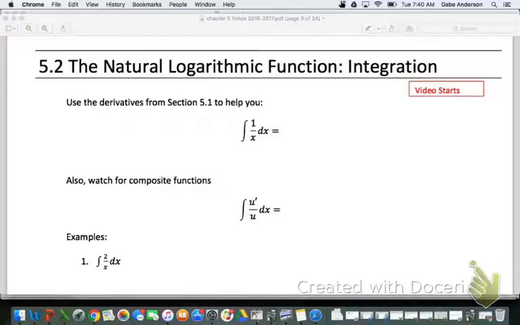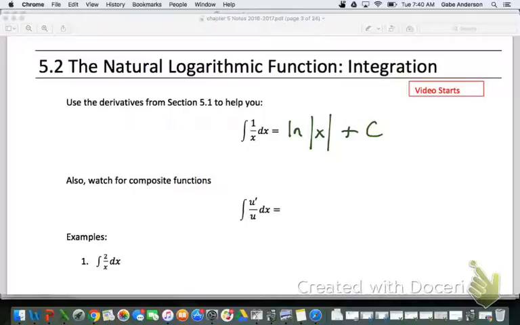So remembering what we talked about in 5.1, I hope that we can think about what the answer to this first example is: the integral of 1 over x dx. If you remember that the derivative of natural log is 1 over x, then we can reason that the integral of 1 over x would have to be natural log of x. For now, we're going to put an absolute value around that x. We'll get into that in more detail later, so don't worry about it too much, but technically it needs to be there.